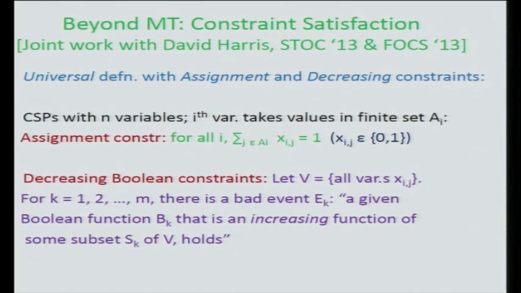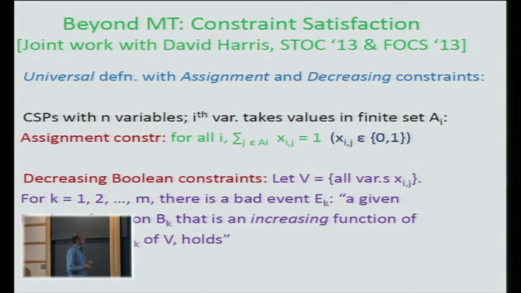Suppose you have a constraint satisfaction problem with n variables. The ith variable takes values in some set Ai. Then of course let xij be the indicator for i taking on the jth value from Ai. Then you have, of course, the assignment constraint. And suppose, this is without loss of generality for any constraint satisfaction problem, let V be the set of all the variables.